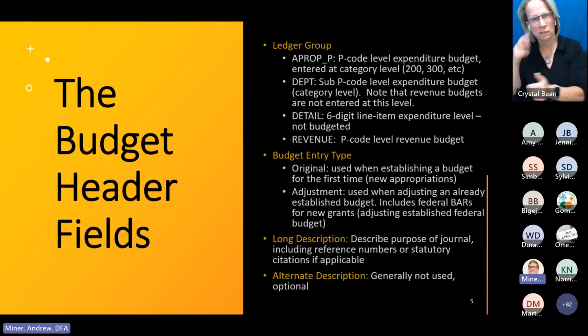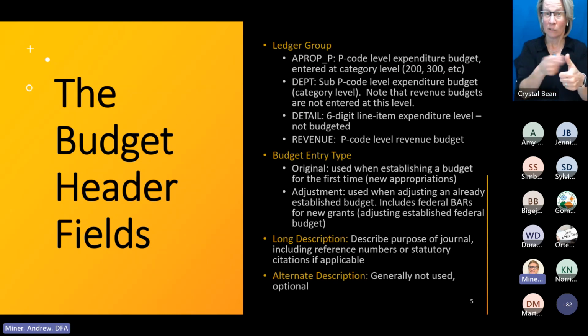Okay, so first is ledger group. So you've got a few different choices here. So a Pro P, that's your P code level expenditure budget, but it's at the category level, right? So 200, 300, or 400.